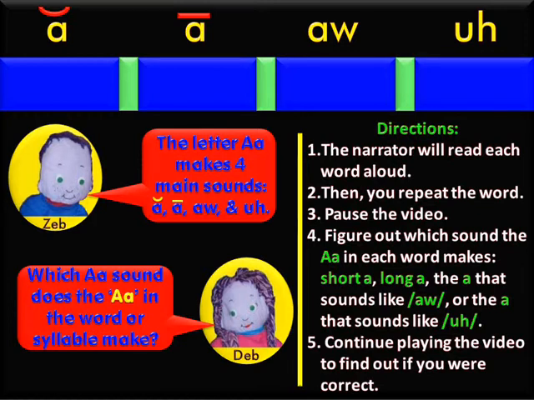Zeb said, "The letter A makes 4 main sounds. A, aw, and Now, my sister Deb will explain how this program is going to work." Deb said, "That's right. You're going to see a series of 15 words. With each word, you're going to decide which A sound does the A in that particular word or syllable make."